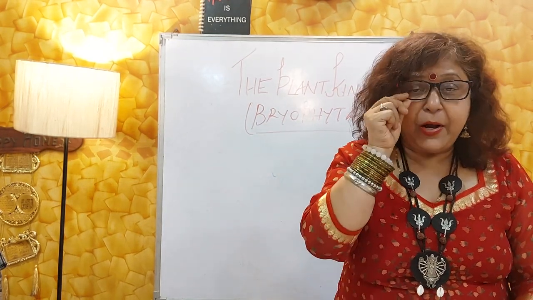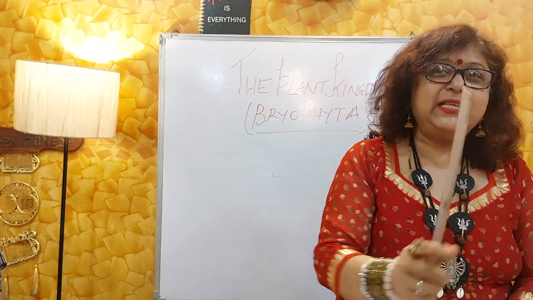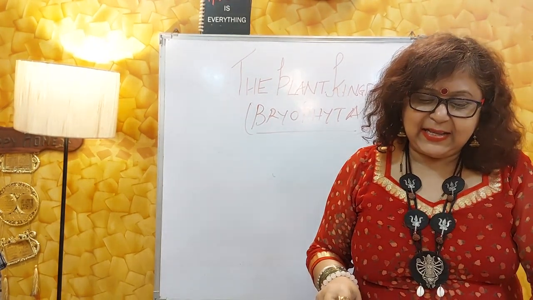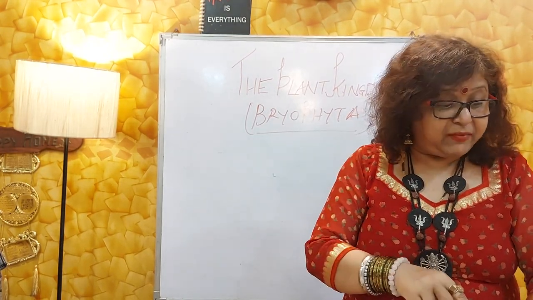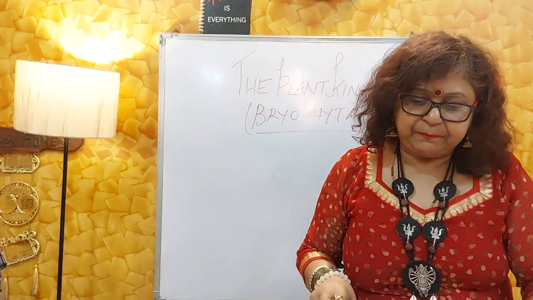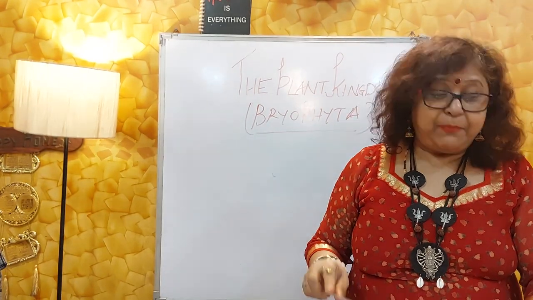The plant body of the bryophytes is more differentiated because, in terms of evolution, it is more evolved than algae. So it is more differentiated than an alga. It is thallus-like, and the thallus can be prostrate, as this figure shows you, prostrate in case of Marchantia. It can be erect or it can be attached to a substratum with the help of rhizoids.